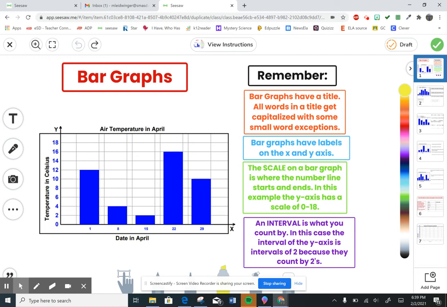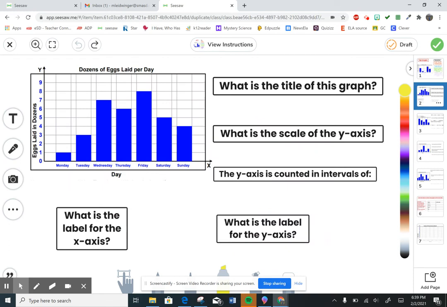Our scale on this graph is 0 to 18 on our y-axis. Some things to be careful about are, for your first page, it tells you that this is dozens of eggs laid per day. Well, in 1 dozen, there are 12. So 1 dozen is equal to 12. So we're not talking just about 1 egg being laid on Monday. We're talking about 1 dozen or 12.